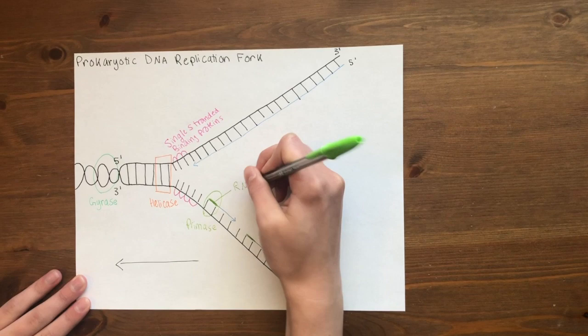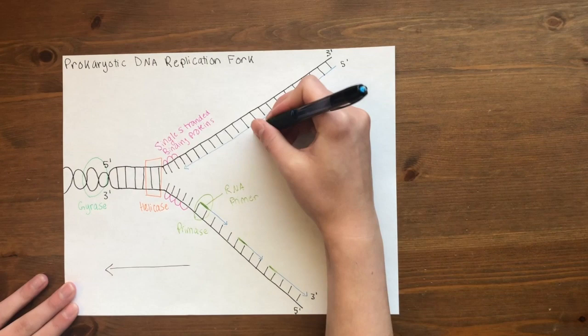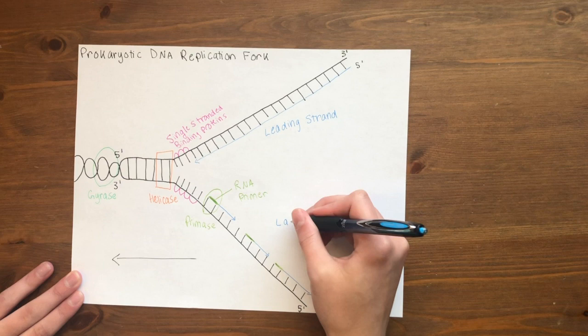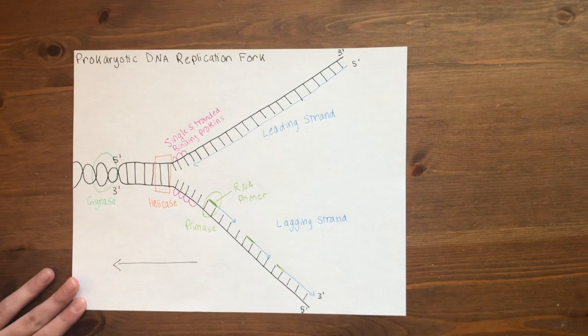The top strand is the leading strand. It is synthesized from the 5' end to the 3' end continuously. The bottom strand is the lagging strand. It is synthesized discontinuously, and the small pieces of DNA are called Okazaki fragments.